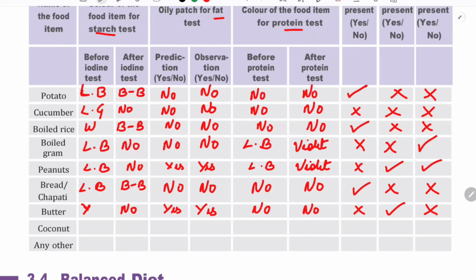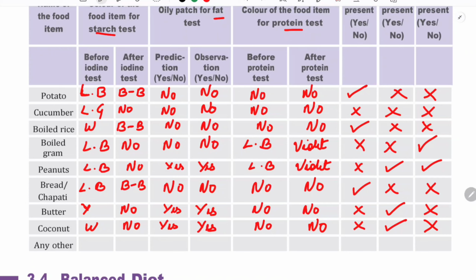Next, last we have coconut. Coconut is which color? White color, isn't it? And as there is no starch, we'll write no here. And yes, there is fat present in coconut, so this will be yes, and this column will also be yes. And what about protein? There is no presence of protein, so both of these columns will be no. So here this will be cross, fats will be present, and again the protein column will be cross. So in this way we have completed this table.